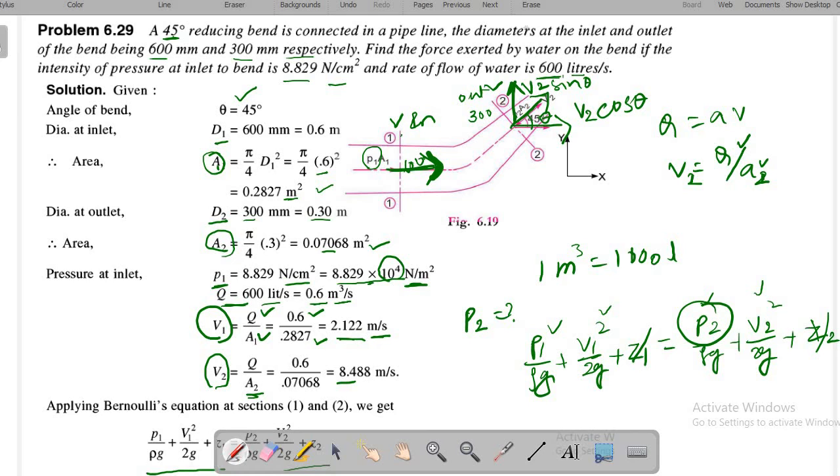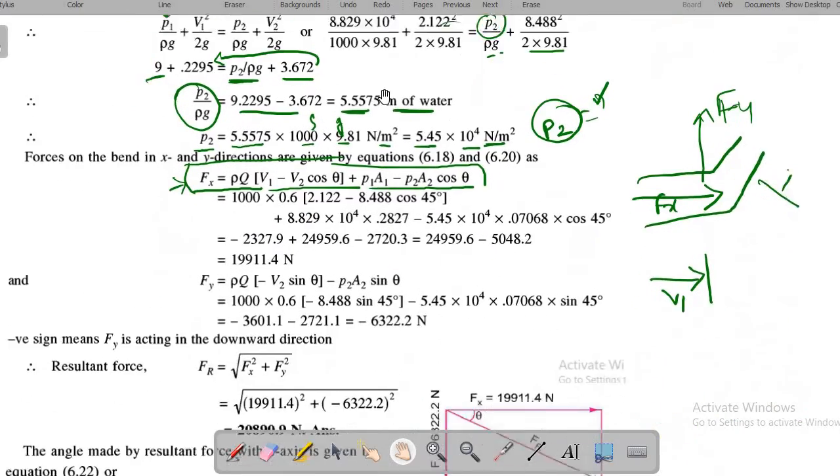v1x will become v1 and v2x will become 0. Okay, so I hope it is understood to you. This component is being resolved, that's it. So let us see next.